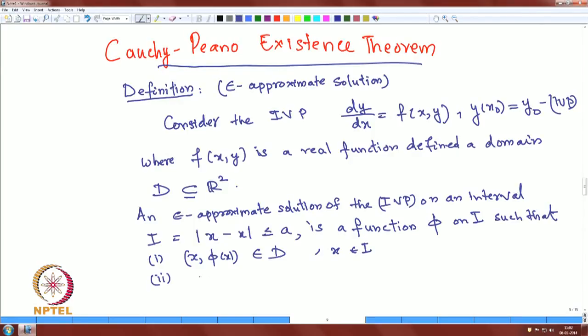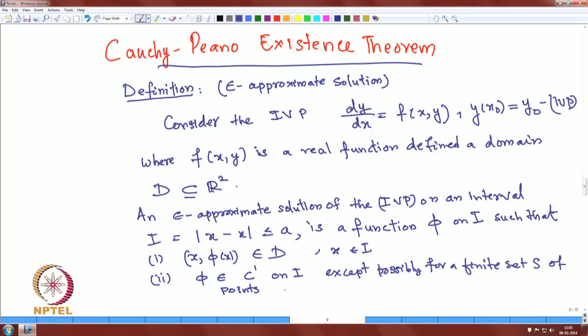Second property, phi is of class C1 on I, that is, one time continuously differentiable. Phi has a continuous first derivative except possibly for a finite set, call it S, of points on I, where the derivative phi prime may have a finite discontinuity or simple discontinuity.